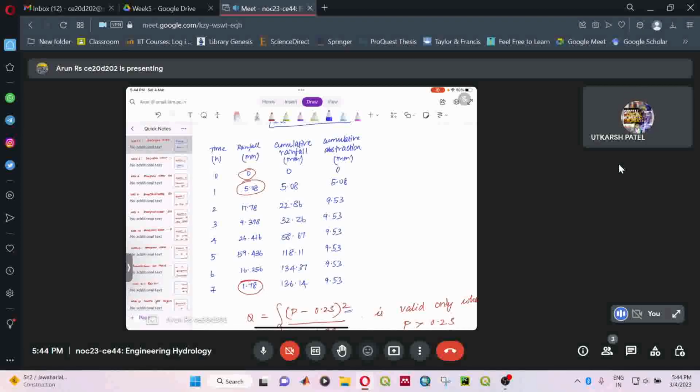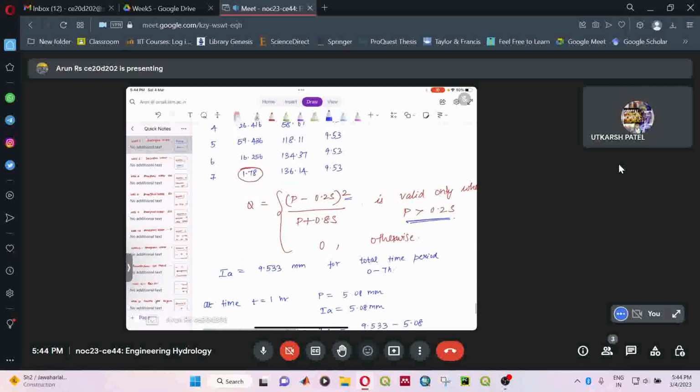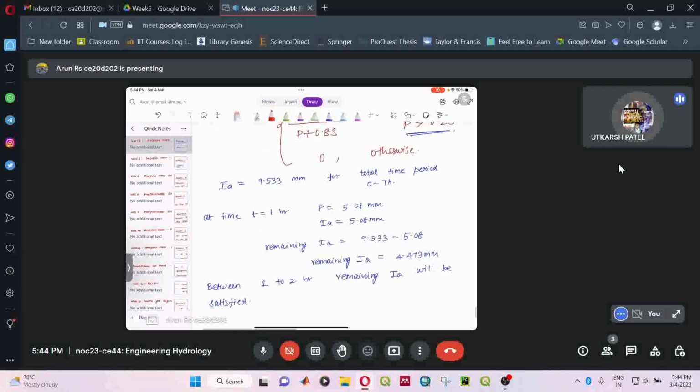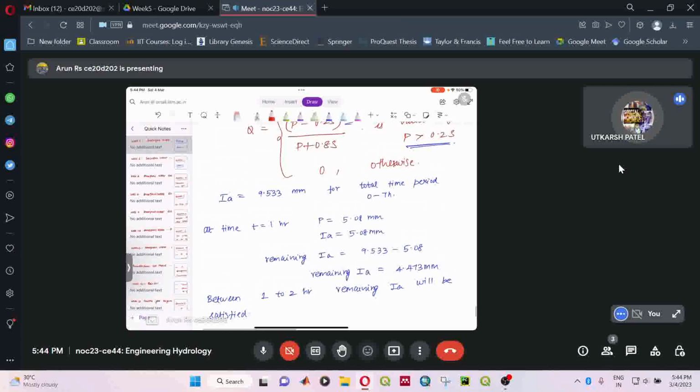Next, we need to calculate the continuing abstraction. Continuing abstraction is when your rainfall excess, that is your runoff, is also happening, and your infiltration is also happening. Sir, from 0 to 1 hour the runoff is 0, and from 6 to 7 hour the runoff is also 0.